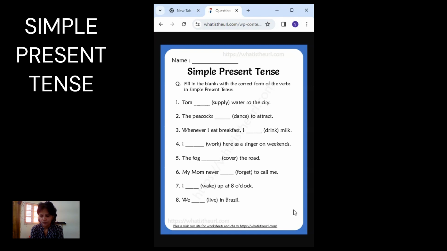We just have to keep in mind that when we use simple present tense, we use it to talk about regular activities that we usually do in our day-to-day life. When we wake up, like I wake up at 6:15 in the morning, and I freshen up, I brush my teeth, I wash my face, then I prepare breakfast for my kids, then get them ready for sending to school.